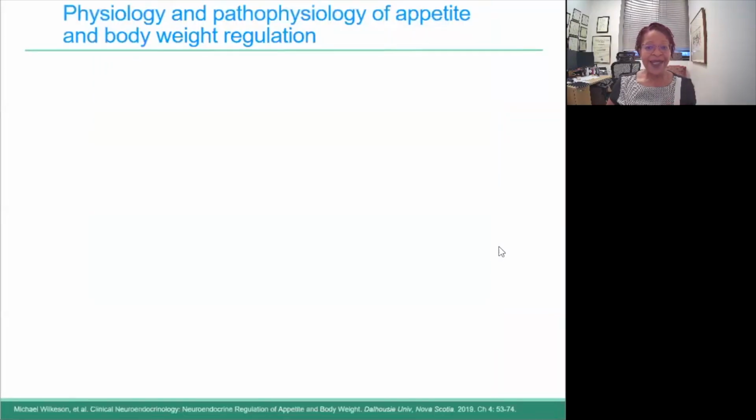So I'm going to talk a little bit about some physiology, pathophysiology, about appetite and body weight regulation. It may seem a little bit complicated. By no means do you need to memorize it. I won't give a test. But again, I just think it gives you a sense of how complex the hormonal system is that regulates our body weight and our appetite.